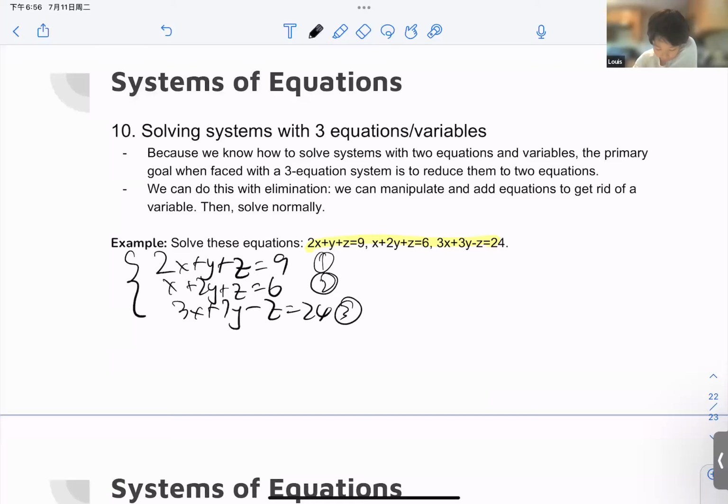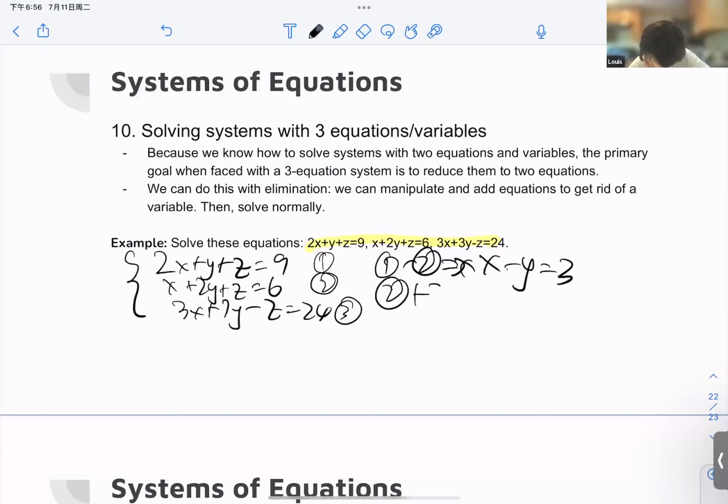We just use equation 1 minus equation 2 gives us x minus y equals 3. And then equation 2 plus equation 3 gives us 4x plus 5y equals 30.